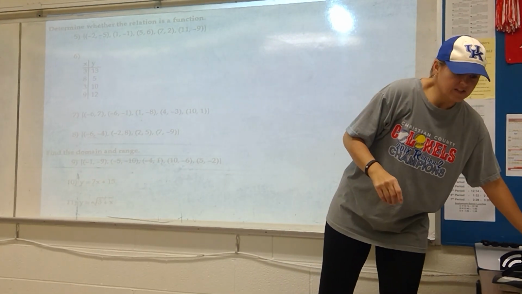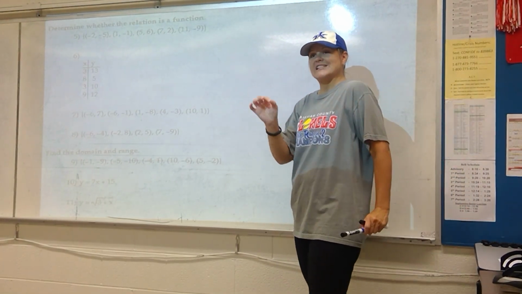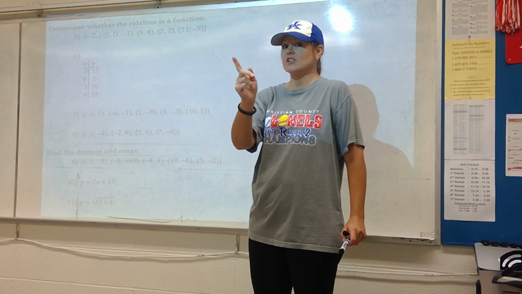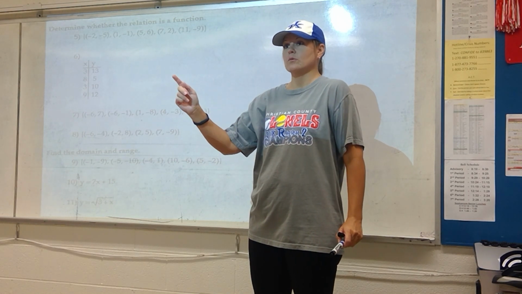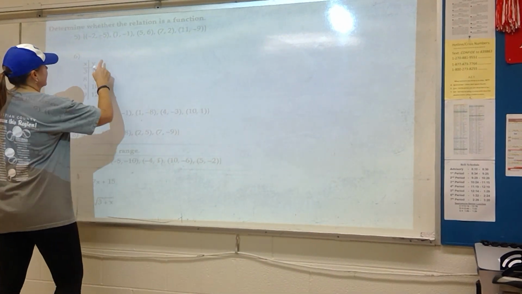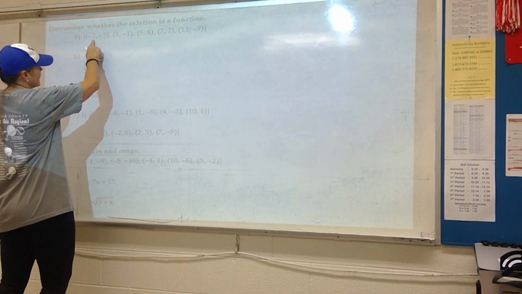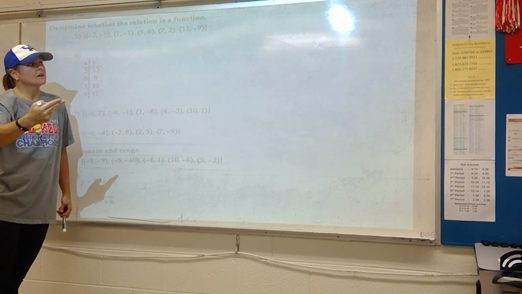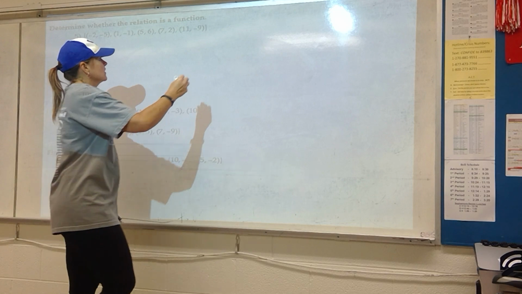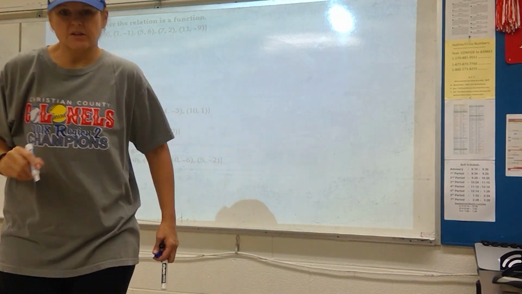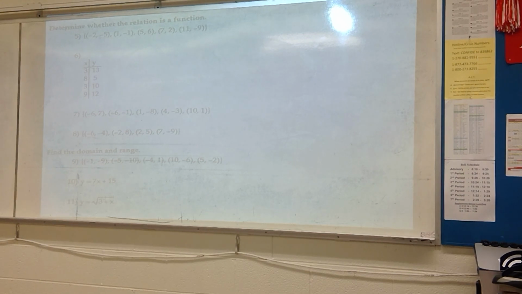Now, what you're looking for on this is the definition of a function: each x can have one and only one y. Each x, each girl, can have one and only one y, one guy. So in the first example, I'm looking for any x's that repeat. Got a -2, a 1, a 5, a 7, 11. None of the x's repeat, so we should have a function. So we'll say yes, function on number 5.